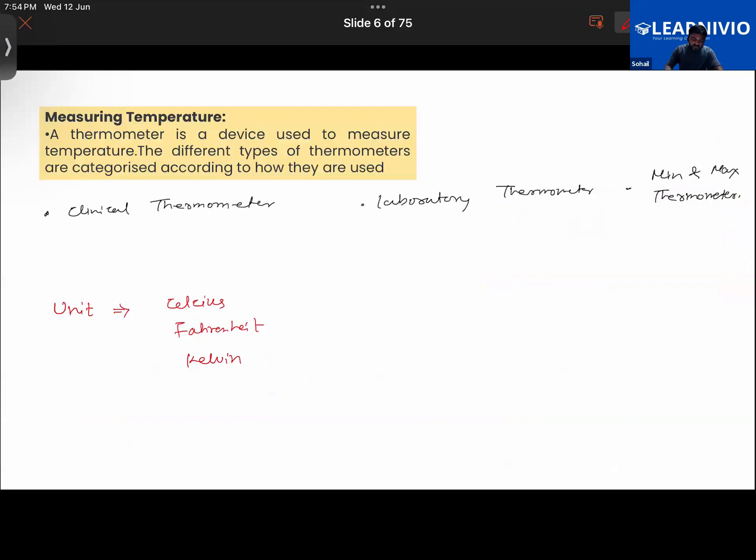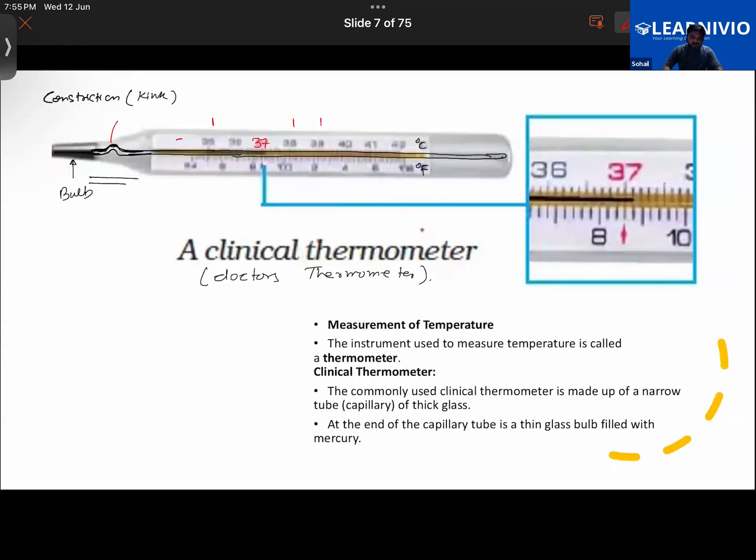And there are different units to measure temperature. This thermometer is going to be of different types, like a clinical thermometer, laboratory thermometer, and a minimum and maximum thermometer. Different types of thermometers are there as per their use. And just like you measure weight in kilogram, pound, etc., heat will also be measured in different units like Celsius, Fahrenheit, and Kelvin.